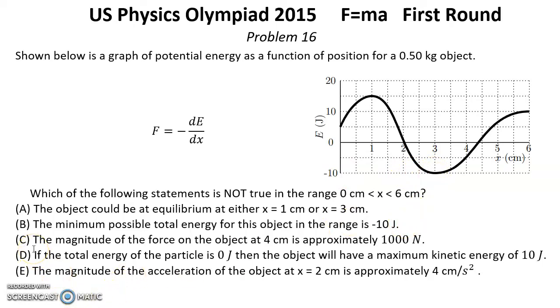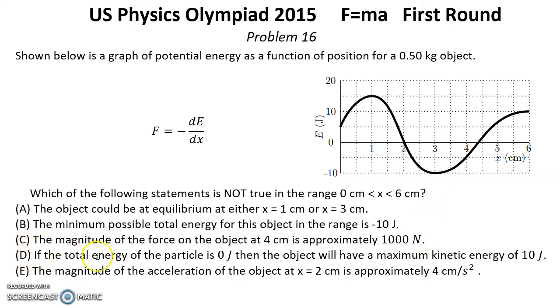C. The magnitude of the force on the object at 4 centimeters is approximately 1000 newtons. Let's check. Here we have slope 10 divided by 1 centimeter, which is 0.01 meter, and the slope is 1000, which is true. So it means that C is not correct.